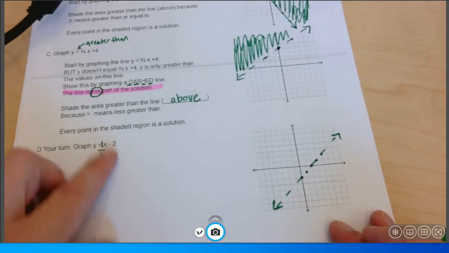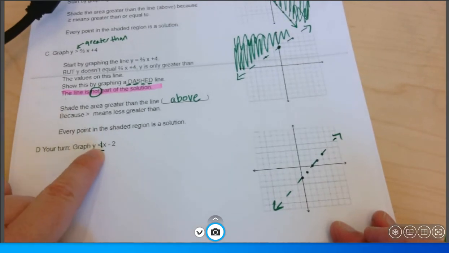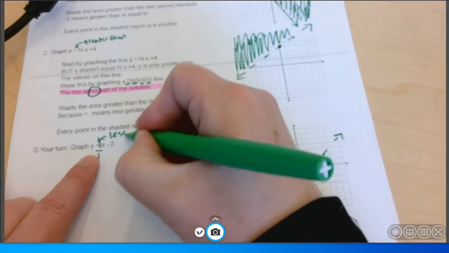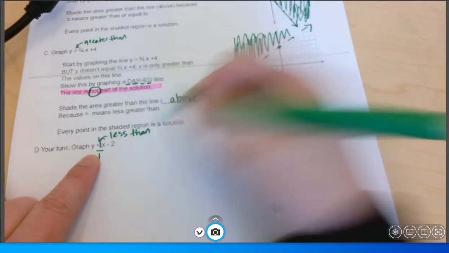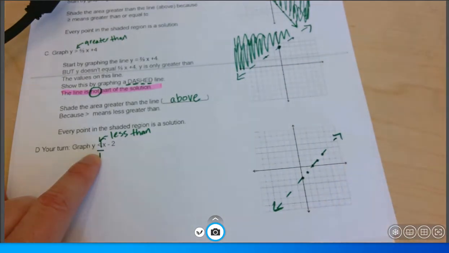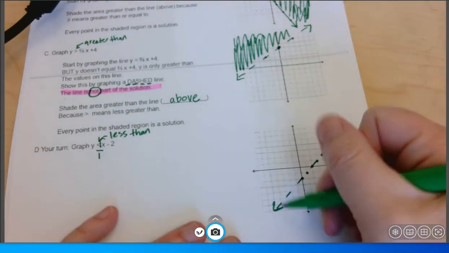Okay? Now, this symbol here, is that a less than or a greater than symbol? It is a less than symbol. Very good. I'm going to label it less than. And I did dash because it didn't have an equal to. And less than, should I shade above it or below it? I heard 2 votes for below. Very good.